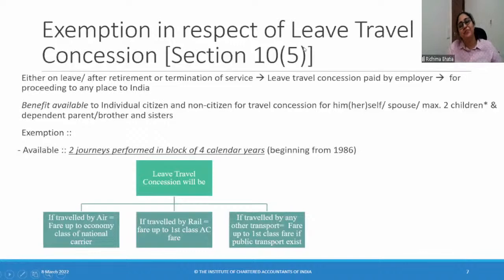Tandon said the children before 98 are not child anymore. No problem. I told you, even if married, unmarried, children would always be children. Leave travel concession, students, 4.56 page pay, it is there.